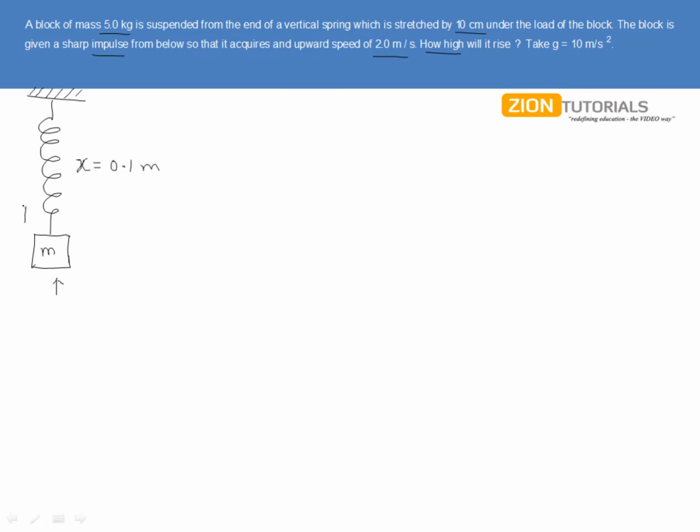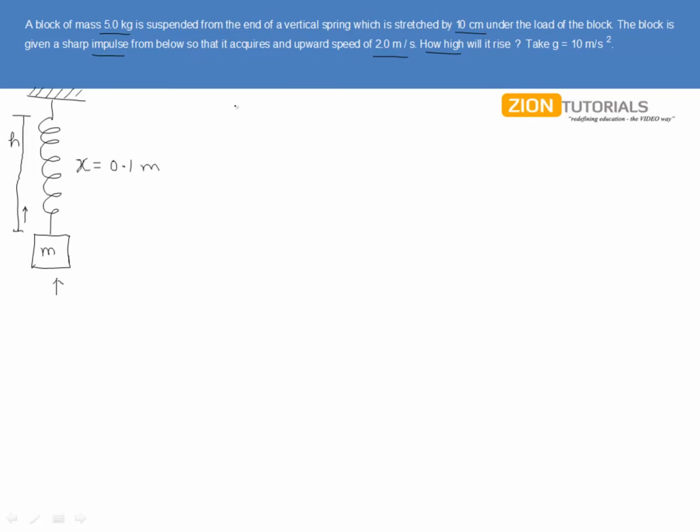So it will move up and will reach a height h, and then will perform SHM, and so on, whatever motion it will have afterwards. What we need to find out is what that h will be, that is, the maximum height that it will actually rise. Right?